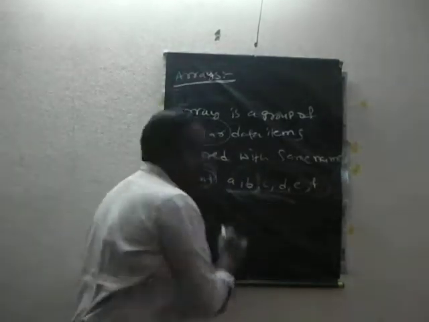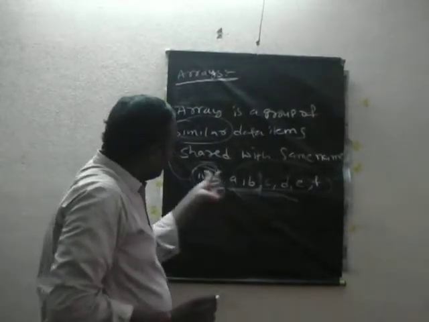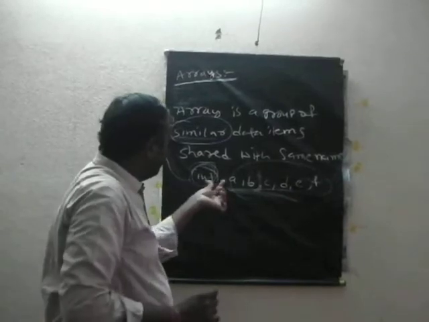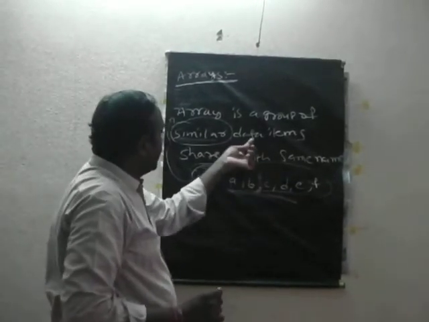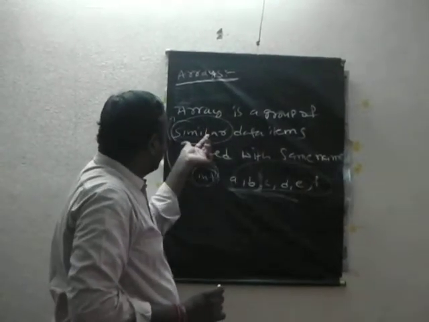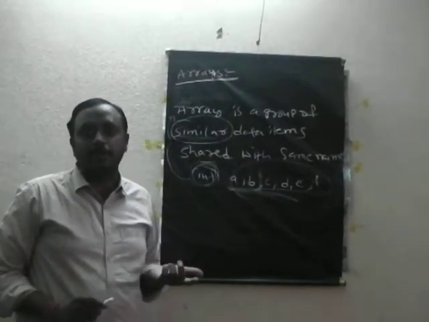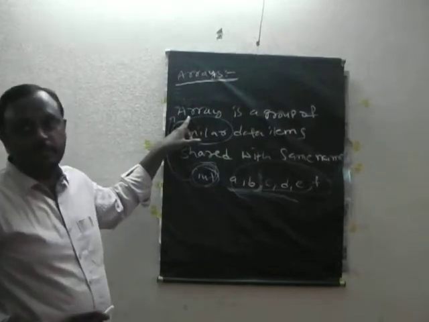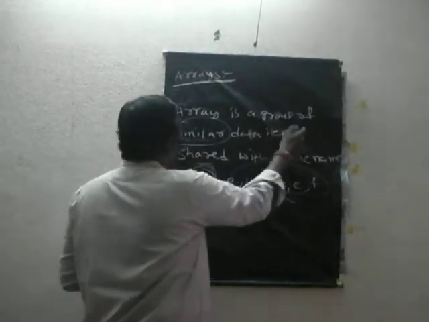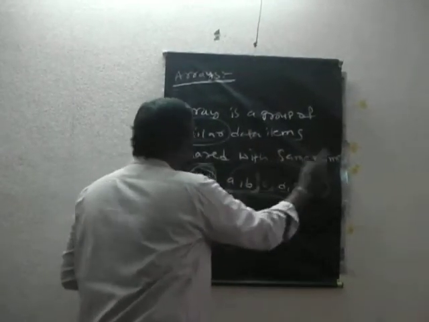We don't want to give different names. We can give only one simple name, the same name. We can declare more data items with only one name. How is it possible? That is possible with the array. So again I explain: an array is a group of similar data items shared with the same name.